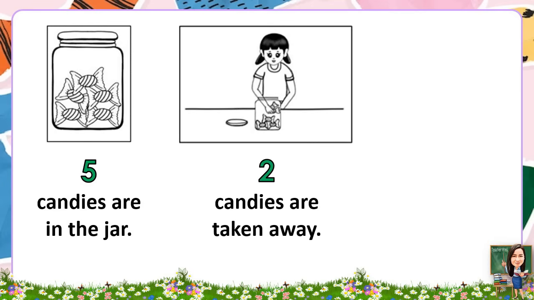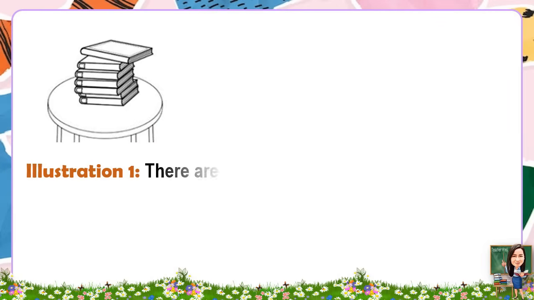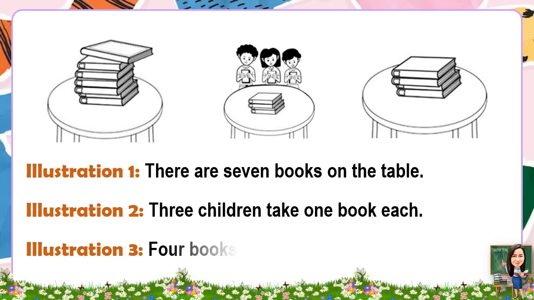So again, 5 candies are in the jar. 2 candies are taken away. Then 3 candies are left in the jar. I'll show you another illustration. Illustration 1. There are 7 books on the table. Illustration 2. 3 children take 1 book each. Illustration 3. 4 books are left on the table.